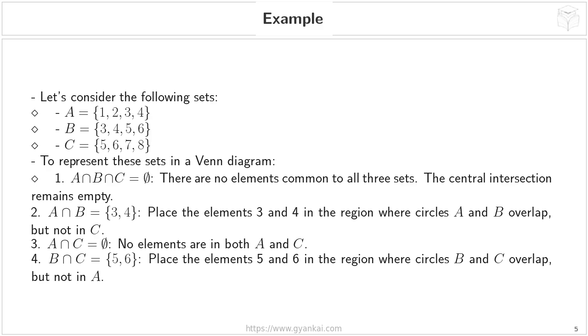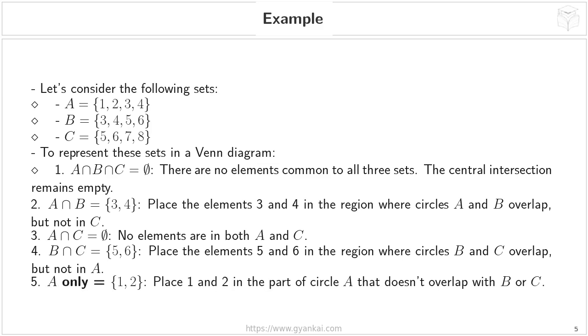Let's move on to the intersection of B and C. We see that the numbers 5 and 6 are present in both sets. Therefore, B intersection C is equal to the set containing 5 and 6. We'll place these numbers in the region where the B and C circles overlap, but again, not in the A circle.